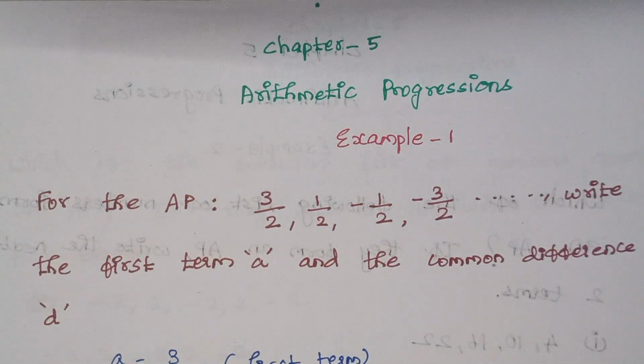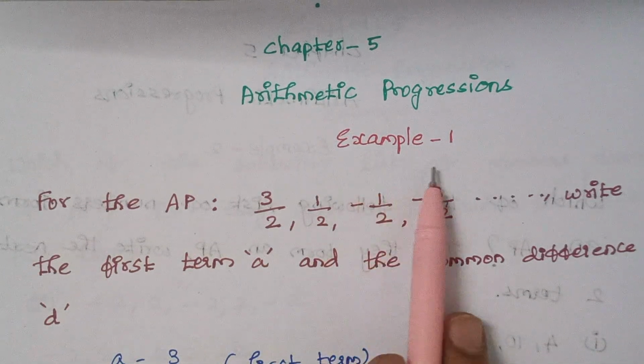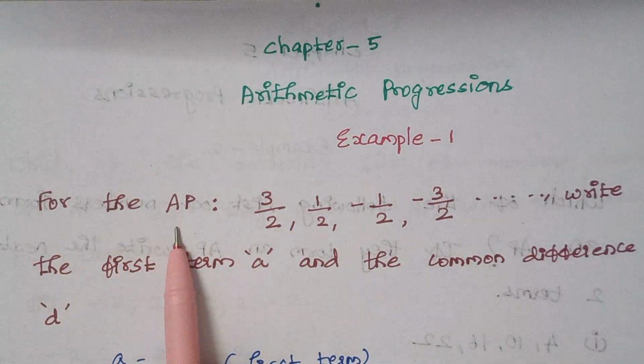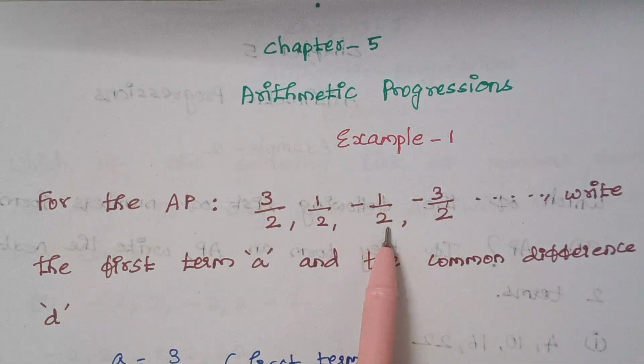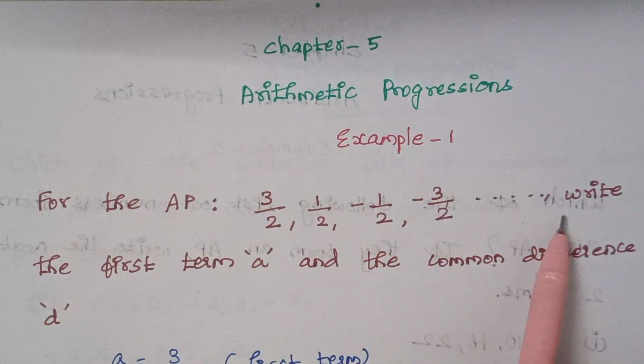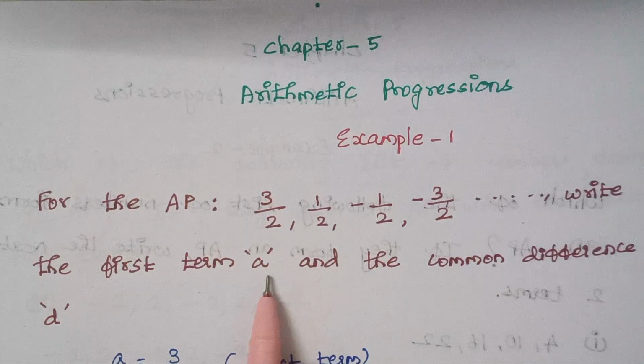Today we are going to start our new chapter 5, Arithmetic Progressions. So in this video we are going to discuss example problems. Example 1. For the AP 3 by 2, 1 by 2, minus 1 by 2, minus 3 by 2, write the first term A and the common difference D.